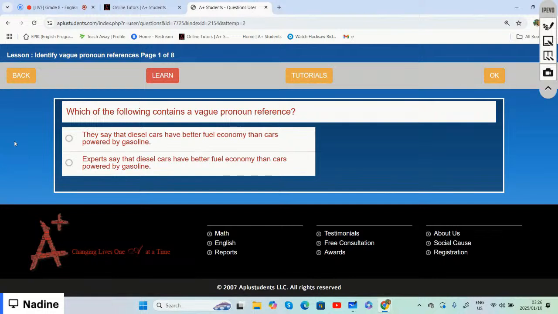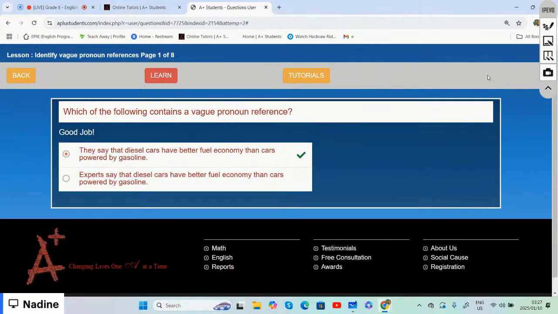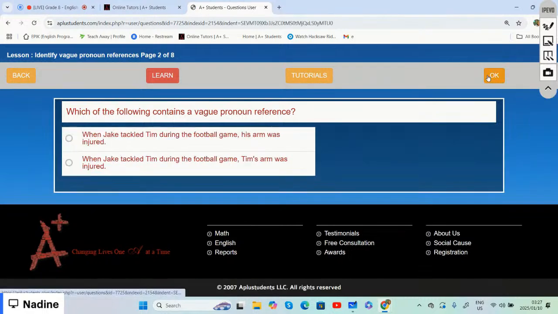If we were to choose the option that contains a vague pronoun reference, then we will choose option one. Because instead of saying who says so, they're saying they. Who is they? They're not being specific. They're just saying they say.